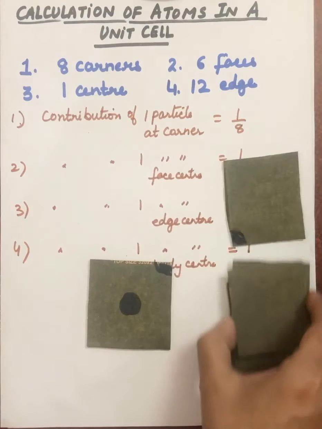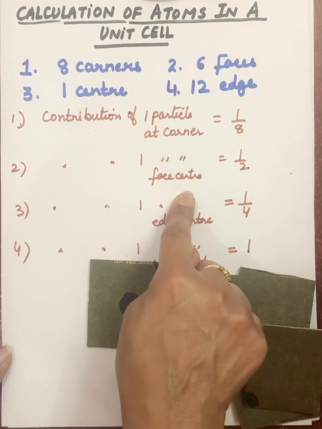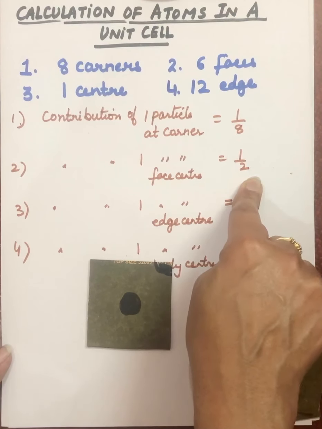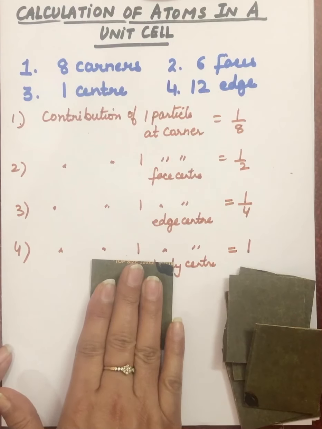So see now the second point. Contribution of one particle at face center is how much? 1/2 only. Half of this only actually belongs to this unit cell.